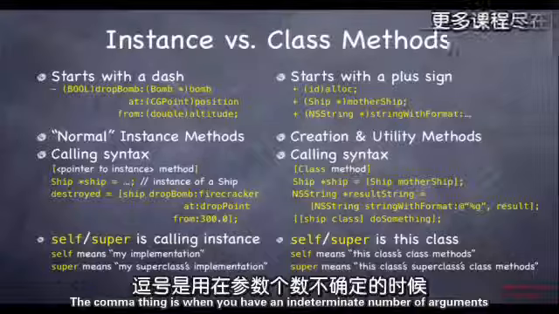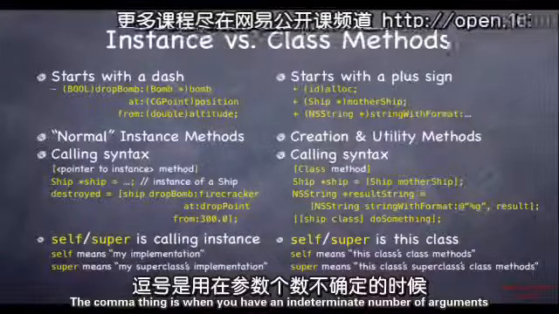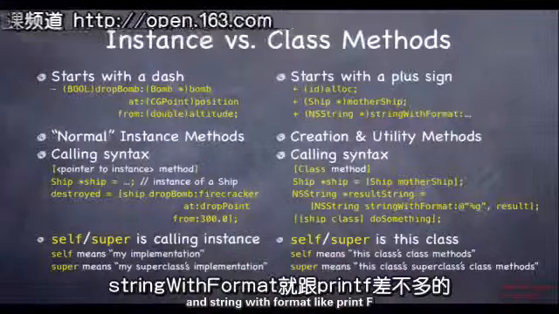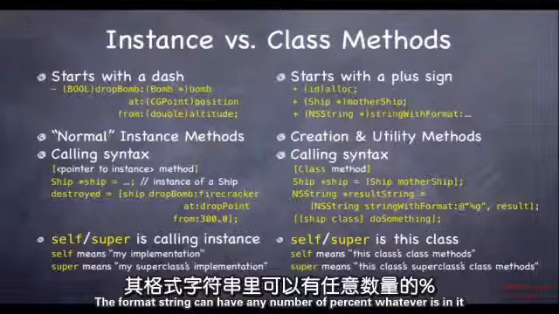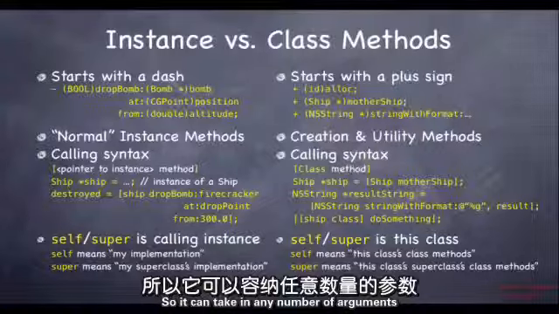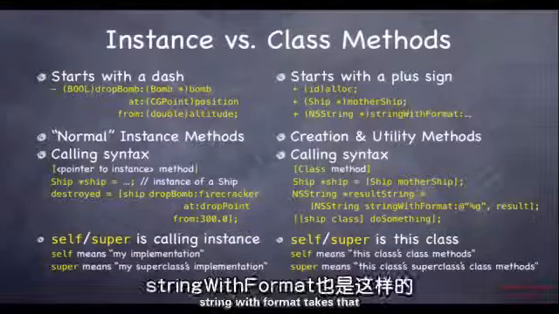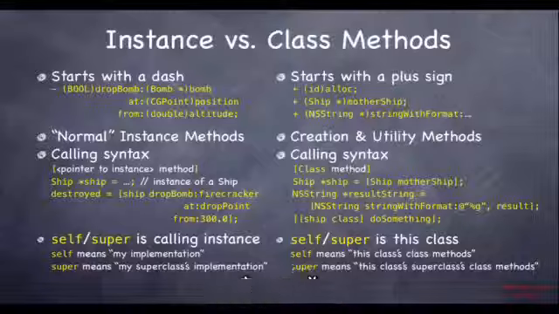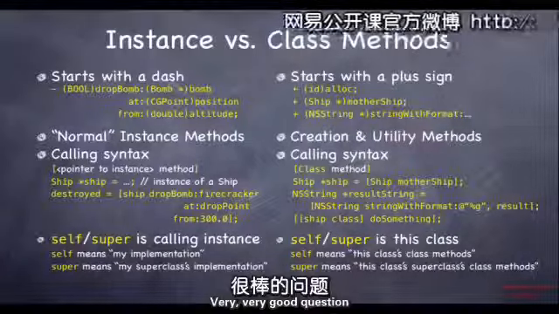The comma thing is when you have an indeterminate number of arguments. In string with format, like printf, the format string could have any number of percent whatever's in it, so it can take any number of arguments. NSLog takes that. String with format takes that. So that's what that means. Sorry, that's a very good question.